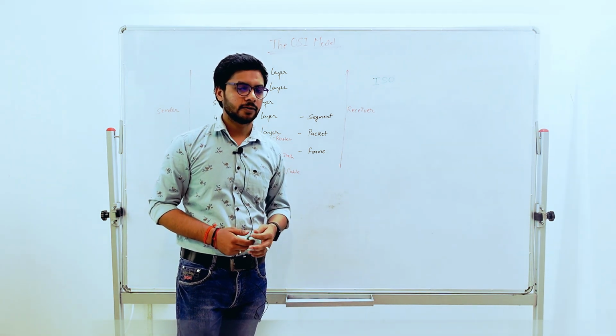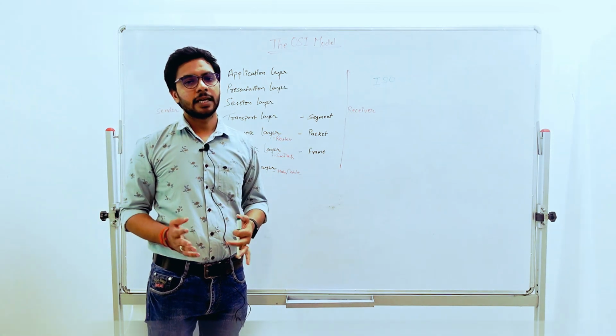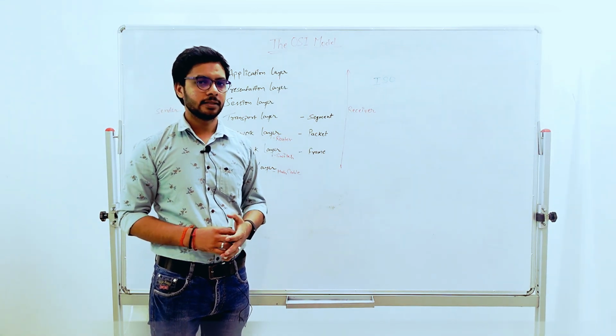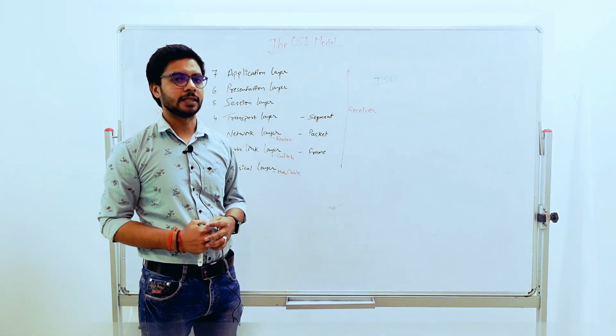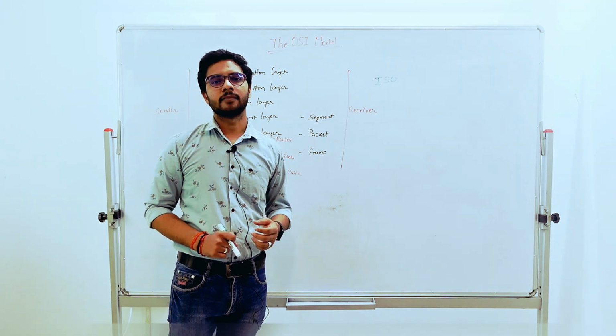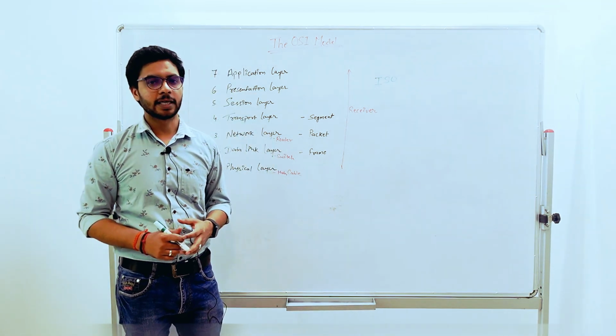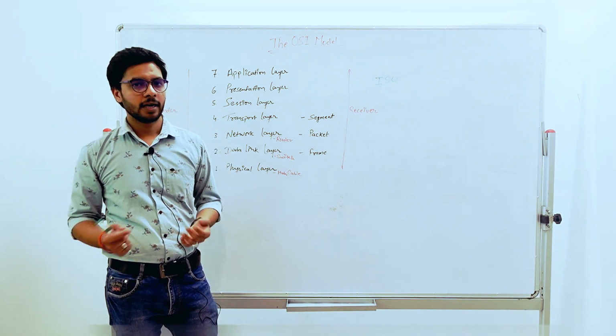So with the OSI model, multiple vendors came up and started using the same standard protocols for communication. Now communication between multiple vendors became easy. It became possible that even if we have different vendors' devices, they are able to communicate.